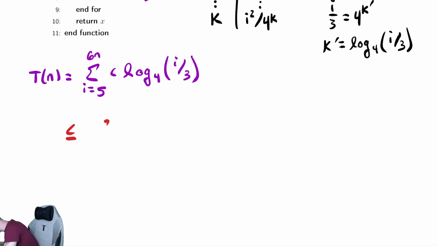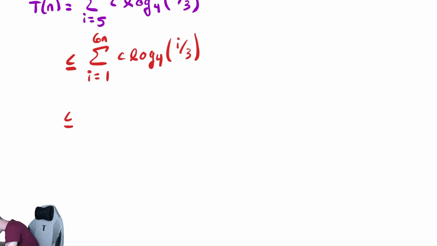Step 1 is I'm going to expand the range of values. So I'm going to change the bounds to be 1 to 6n, and then leave the inside the same, 6 log base 4 of i divided by 3. After doing that, I'm going to replace each term with the max, so I keep the bounds of the sum the same this time, but replace i with the value that maximizes the inside. The value that does that is 6n.